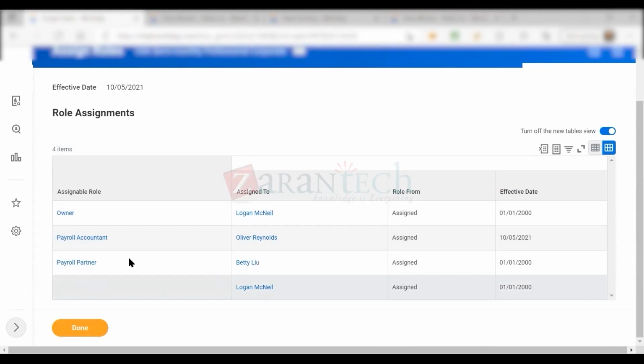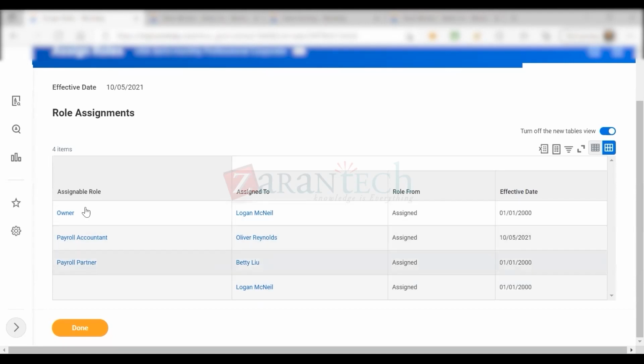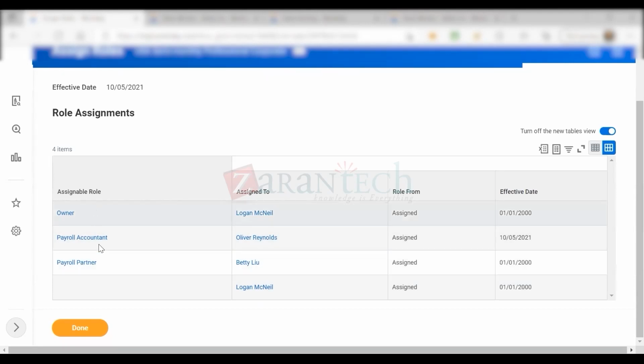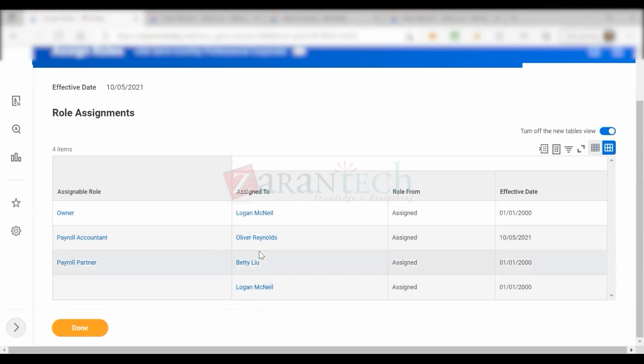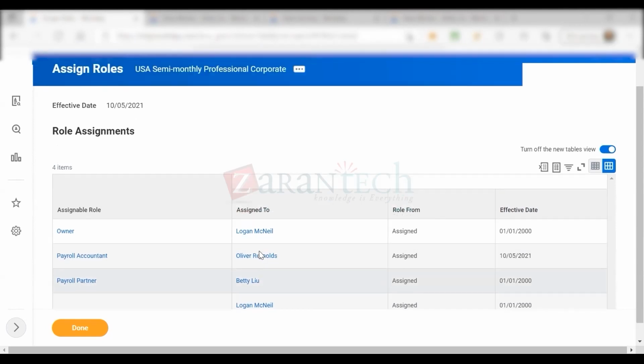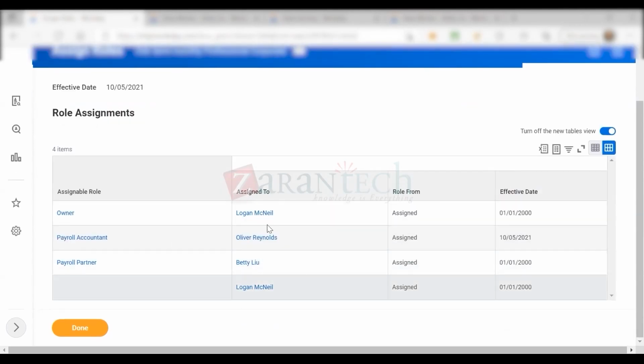Betty Lou and Logan McNeil, they are payroll partner and Logan is owner. So when we are saying administrator only, then these three, they are administrator only for this pay group. Okay. So this is how we define security.